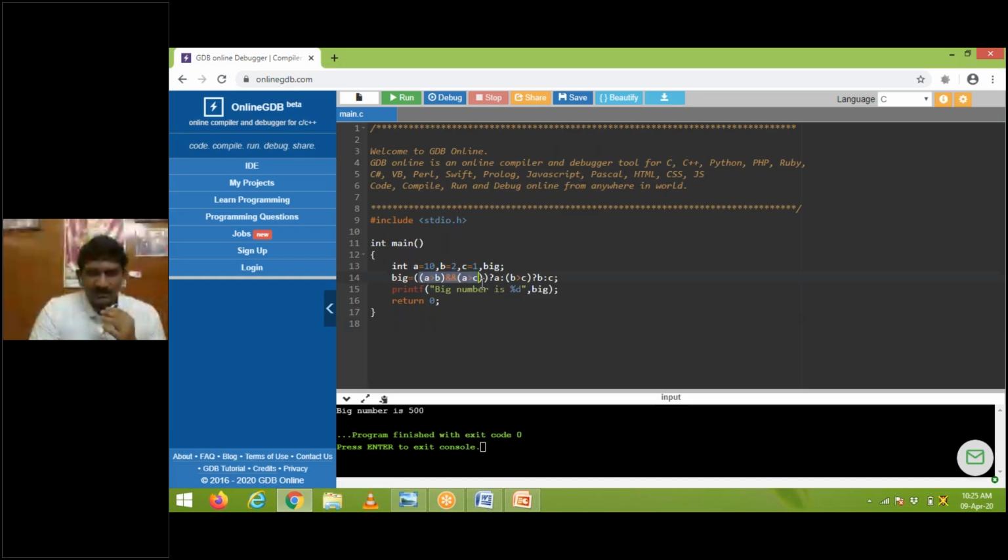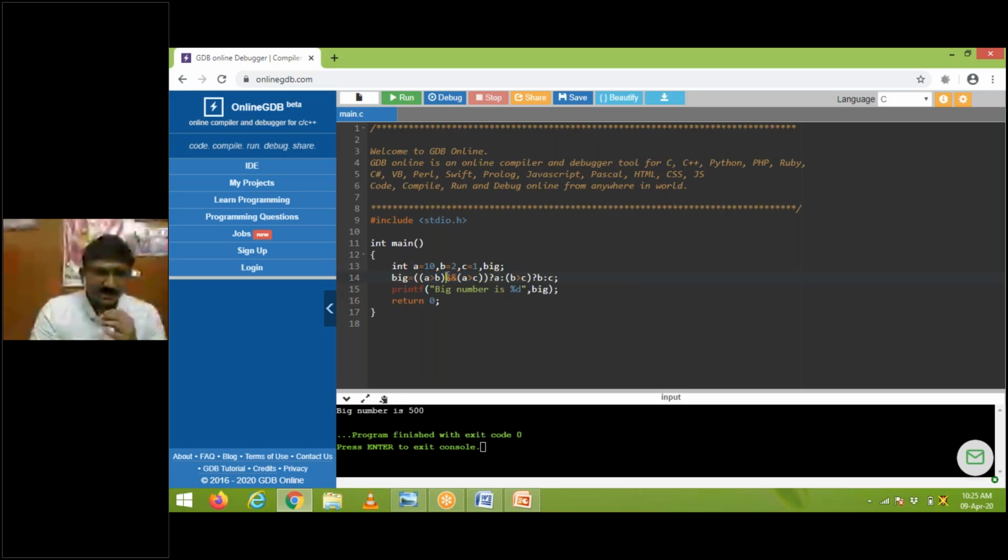Big equal to a greater than b and a greater than c. Yesterday we discussed the logical and symbol. What is the purpose of logical and? It is used to check more than one condition at a time. By using logical and we can check whether a is greater than b and c or not. If a is greater than b and a is greater than c, both conditions are true, then after the question mark a value will be evaluated. That's why a value is given after that question mark.